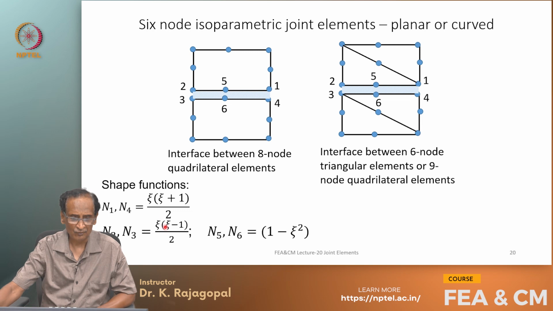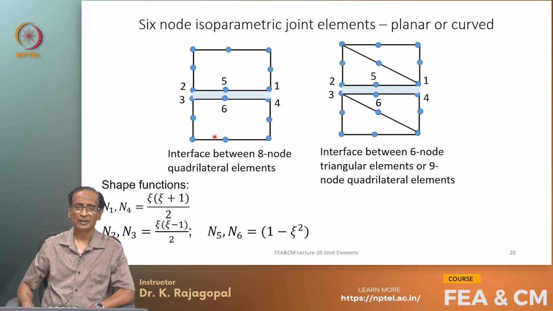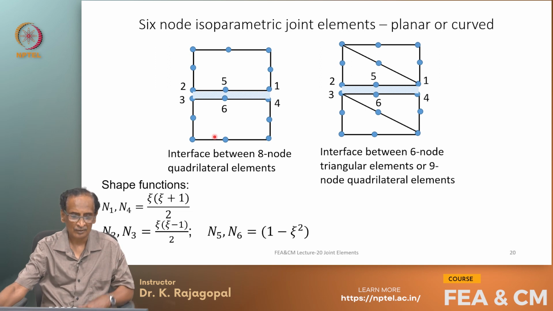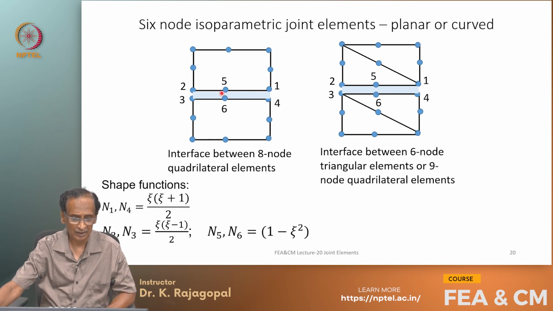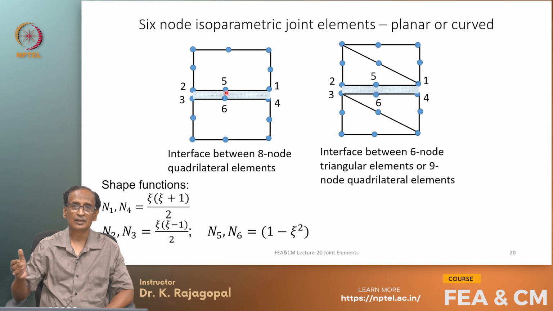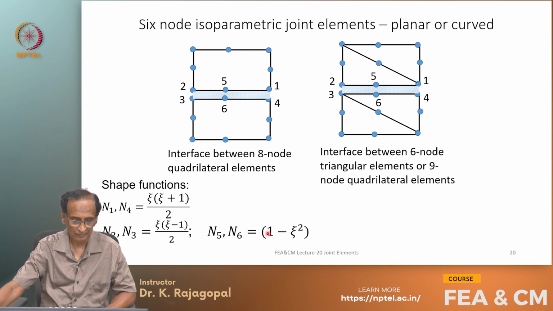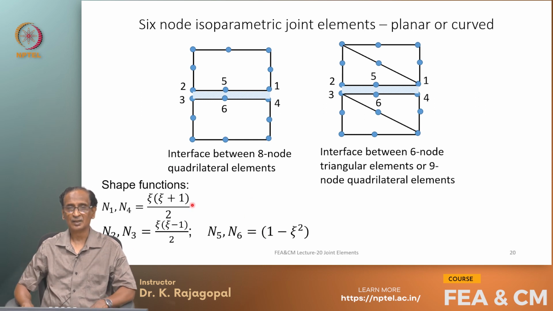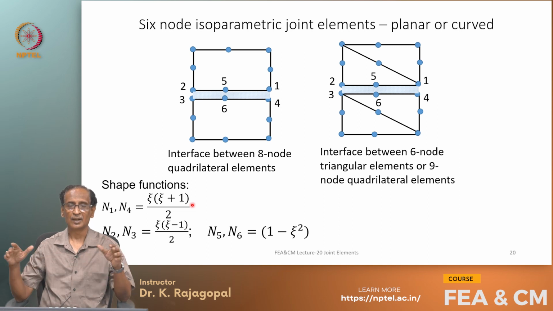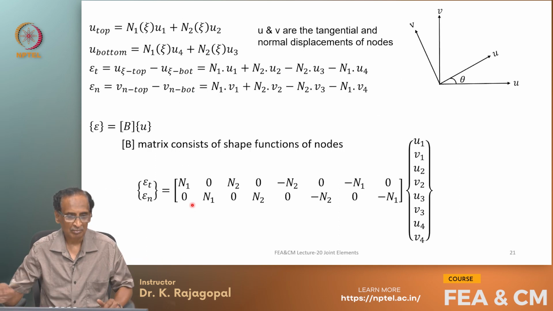And when you have a higher order element like an 8-node quadrilateral or a 6-node triangle, we need a 6-node interface element to be compatible. The shape functions at nodes 1 and 4 are xi times (xi plus 1) by 2, and N2 and N3 are xi times (xi minus 1) by 2. At nodes 5 and 6, which are the mid-side nodes, the shape functions are 1 minus xi squared. And you see these shape functions are similar to the ones that we had seen for a one-dimensional isoparametric element.